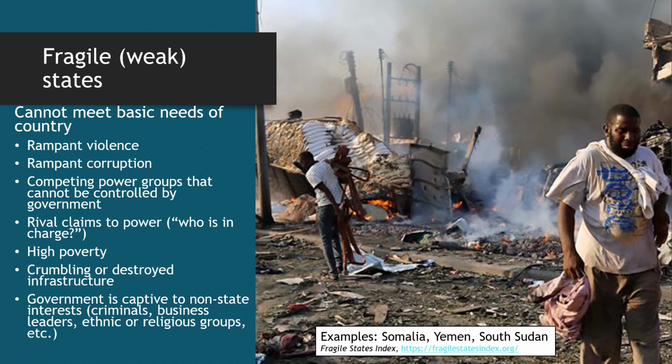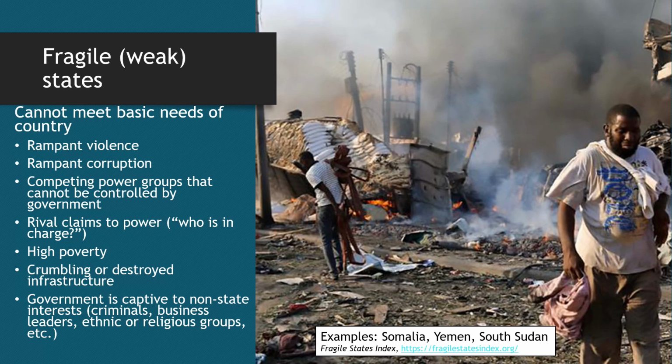There may be rival claims to power. Who's really in charge in this area? Is it the government, or is it this rival group, this rival uprising? Is it Boko Haram, a terrorist group in Nigeria? Is it the Nigerian rebel forces? At the worst case, of course, you might have a civil war, like what's happening in Syria right now, where we really don't know who's in charge. Often that kind of violence and competition for power is going to go along with high levels of poverty.